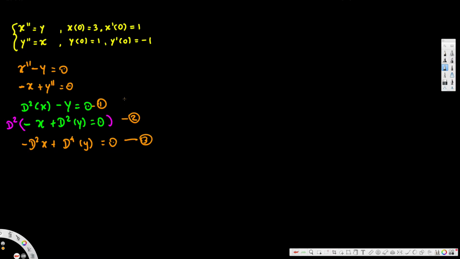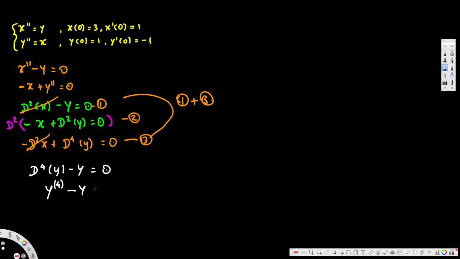Here we are adding 1 plus 3, 1 and 3. If you add them together, you can see D squared x and this negative D squared x cancel each other. So we will get negative D to the power 4 y minus y is equal to 0. Now if we write this one in terms of derivative, this is the fourth derivative, because D to the power 4 multiplied by y means the fourth derivative of y minus y is equal to 0.